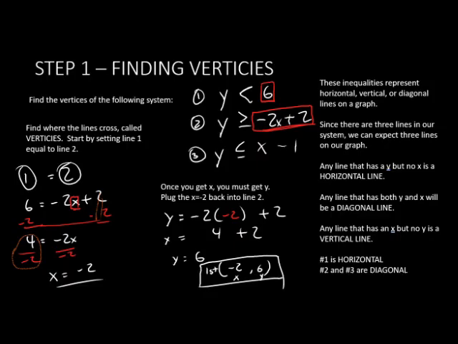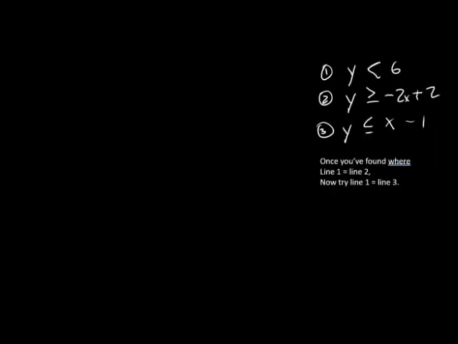Now we'll continue by setting line 1 equal to line 3 and finding another vertex. So now we'll start the process again by setting line 1 equal to line 3. We will say 6 from line 1 is equal to x minus 1 from line 3. If we add 1 to both sides to get x by itself, we'll end up with 6 plus 1 equals 7 is equal to x.